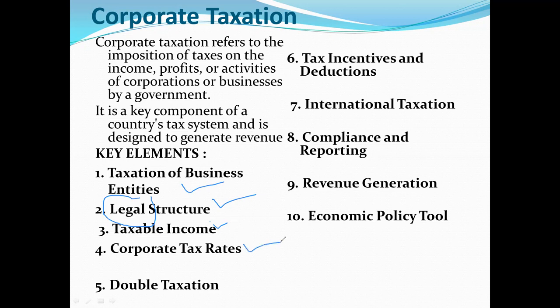It is corporate tax rates. See, every year you must have seen the Union Finance Minister presenting the budget in Parliament. Now who is the Union Finance Minister? Nirmala Sitharaman. Okay, she is one of the most powerful women in the world, because she is leading the world's most populous country's economy. Please remember that.